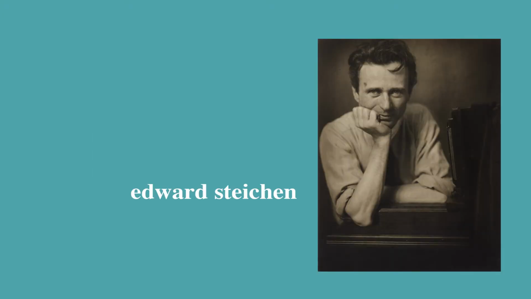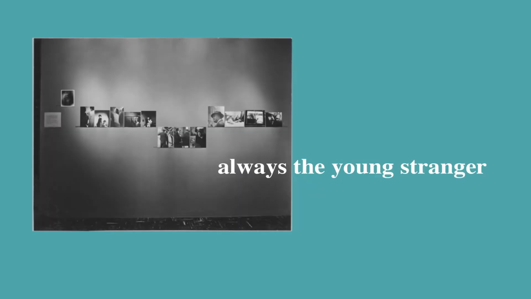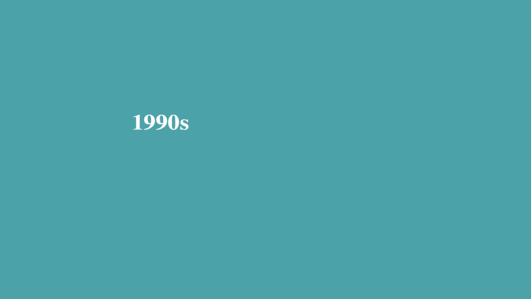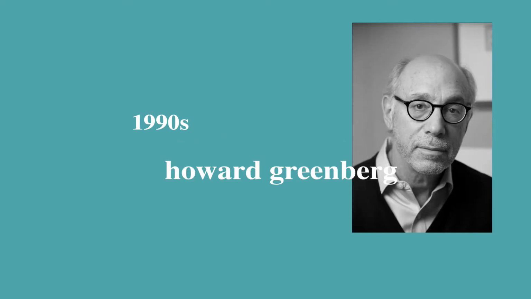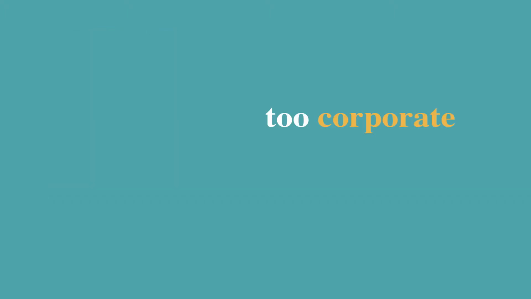Despite the fact that Edward Steichen presented Leiter's work at the Museum of Modern Art in 1953 in an exhibition titled Always the Young Stranger, he remained almost unknown until the 1990s when a gallery owner, Howard Greenberg, discovered his work. Other than his job as a fashion photographer for Harper's Bazaar, which he eventually also quit in the 70s because he felt that it was too corporate, a lot of the work he did was personal.